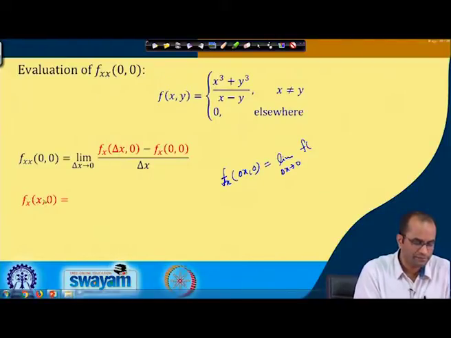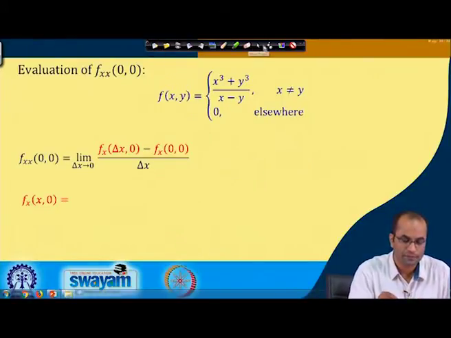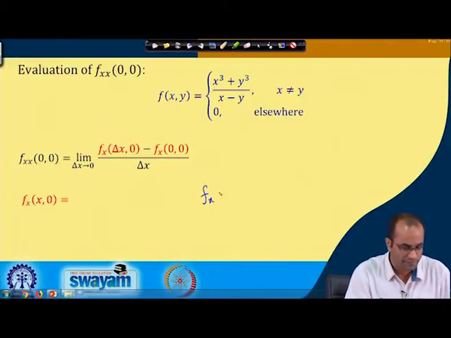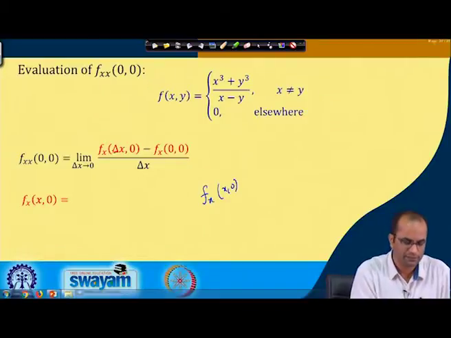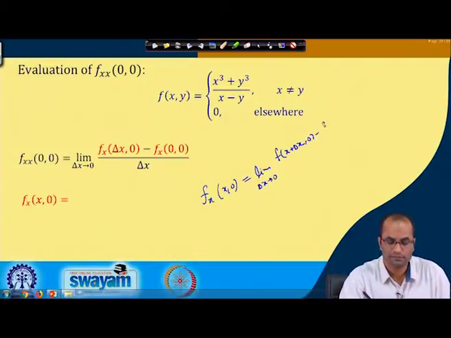Let us compute this f_x at a general point (x, 0). So, instead of Δx, 0 we will choose f_x(x, 0). Later on we will substitute for this point as (Δx, 0). So, at any general point (x, 0) we are computing the derivative: limit Δx to 0 of f(x plus Δx, 0) minus f(x, 0), because the increment has to be made in the first argument, and then we have Δx there.